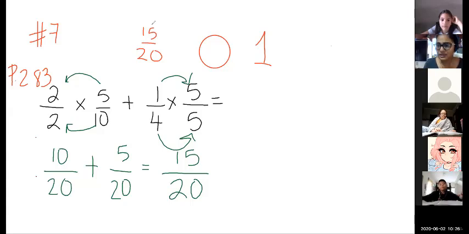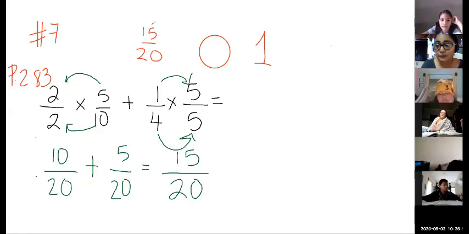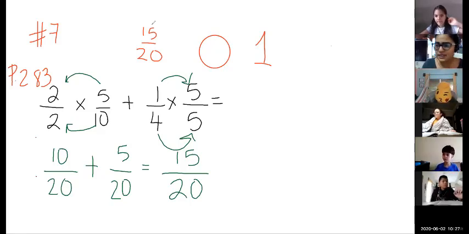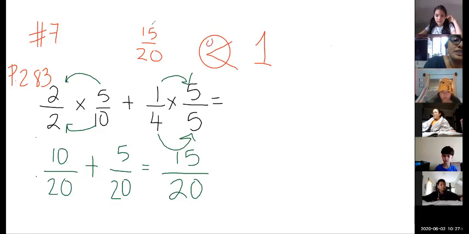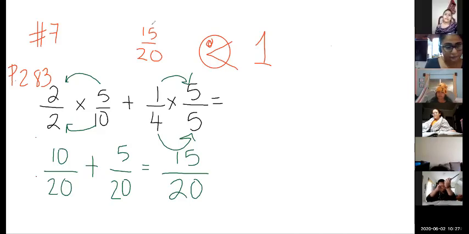Okay, now, what is the greatest fraction? In this case, what is the greatest number? 1 or 15 over 20? 1. Very good. All proper fractions are always less than 1. Always, always, always, they are going to be less than 1. So in this case, the number 1 is the greatest number. Very good. Excellent. Okay, I think you can do this problem by yourself.